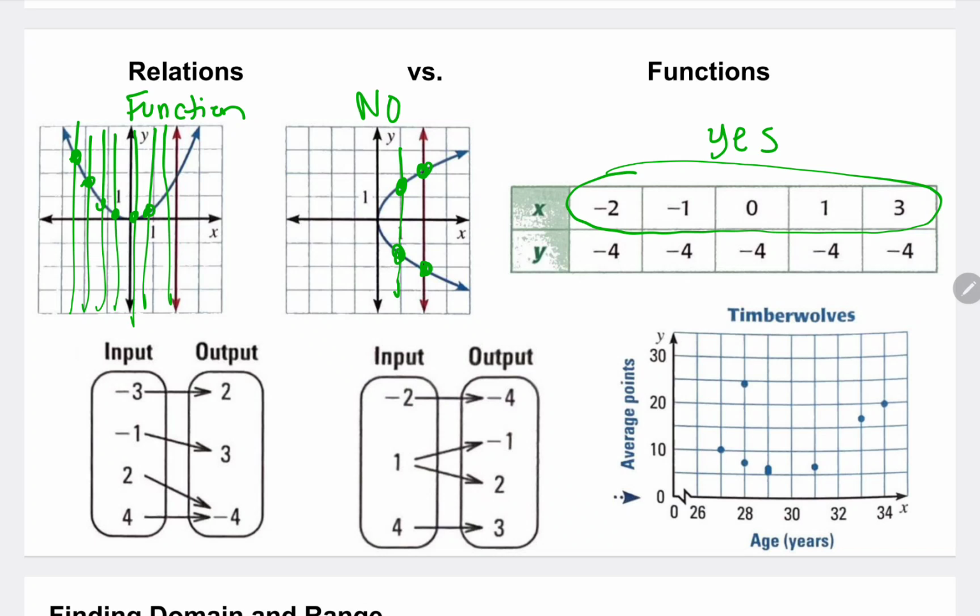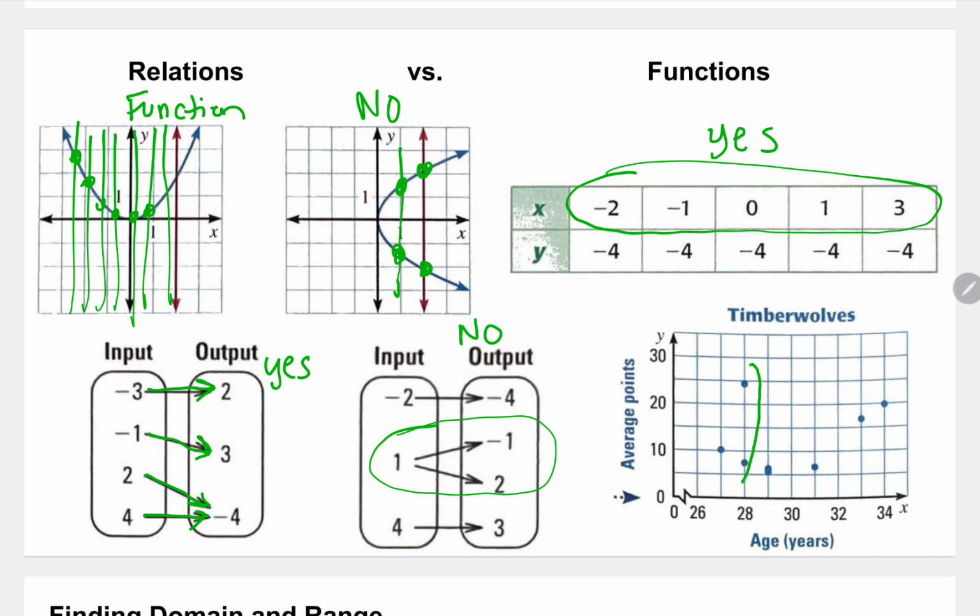Same with mapping diagrams, you're looking at the inputs. -3 has just one output, 2. -1 has just one output, 2 has just one output, and 4 has just one output. That's a function. But in the second mapping diagram, it is not a function because 1 has 2 outputs. 1 is going to both -1 and 2. That's not a function.